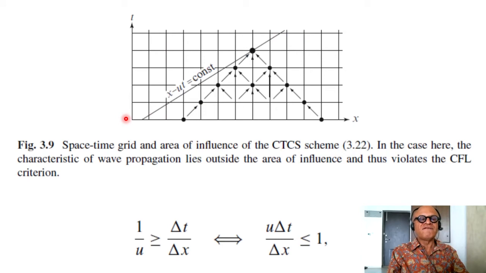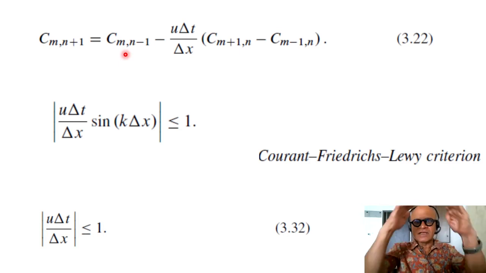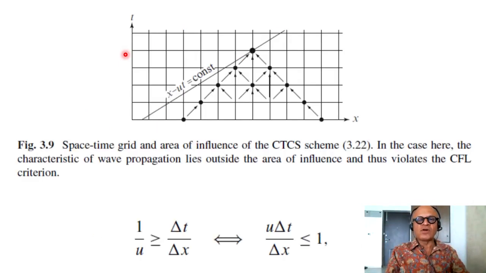What does this mean physically? So think of it this way. We are dealing with a wave equation. So this is the space-time grid and area of influence of the CTCS scheme we used in 322, this one. So we're going from solving for m at n plus 1, but we need m plus 1 at n, m minus 1 at n, and we need m at n minus 1. That's how we integrate forward.